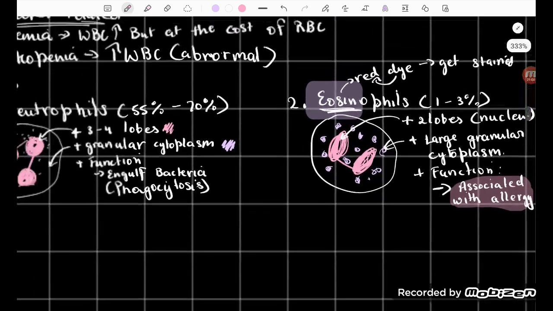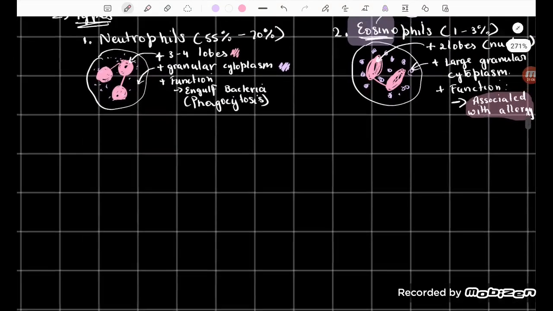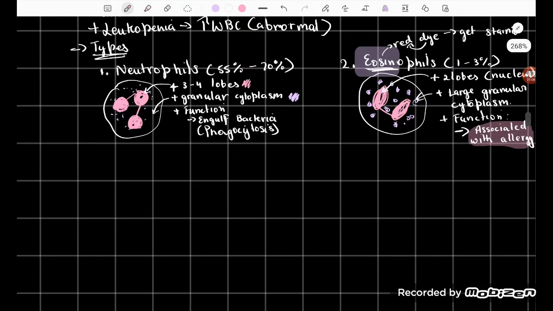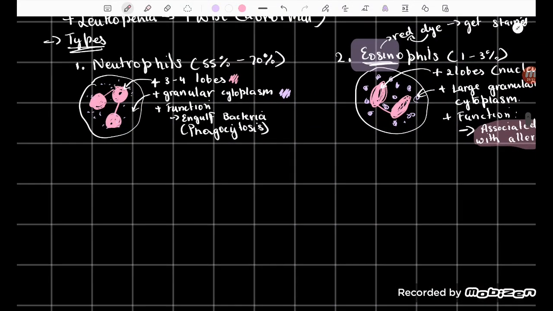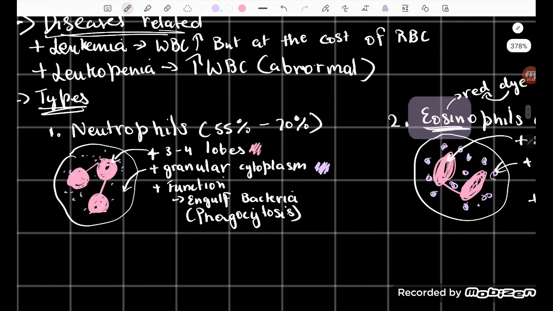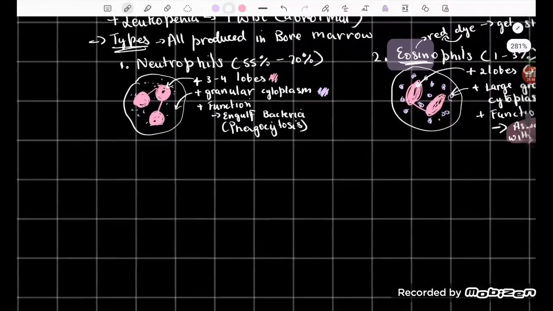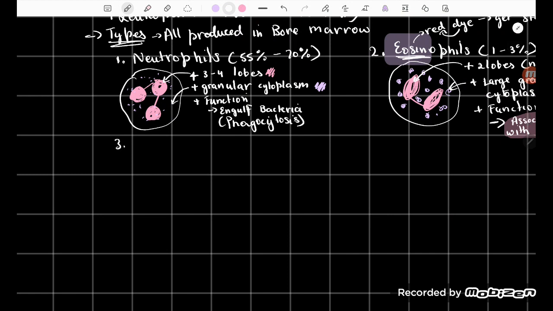By the way, I forgot to tell this, and I don't think it's required, but I'll tell it anyway. The production of neutrophils, eosinophils, and the next one, basophils, is all in bone marrow. Everything is produced in bone marrow, so you can just say bone marrow for everything. I don't think they're going to ask it, but better remember.